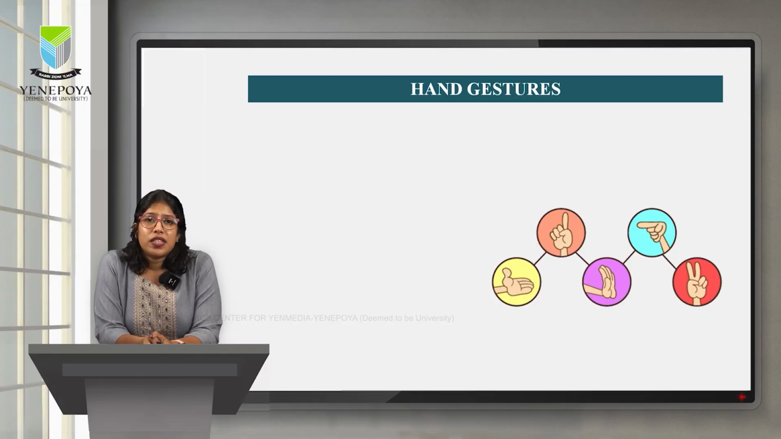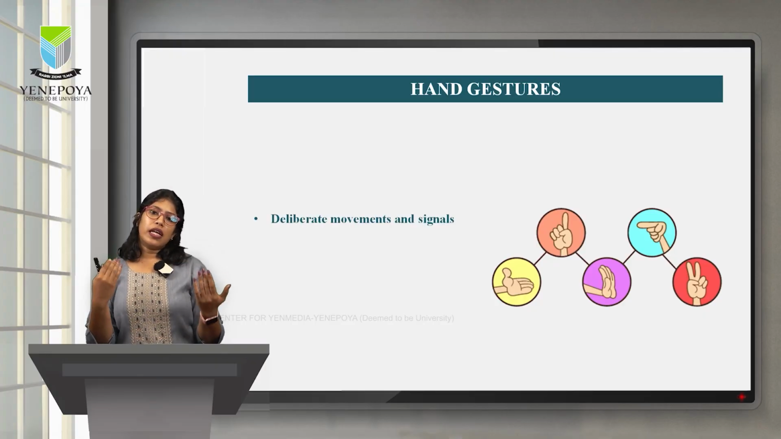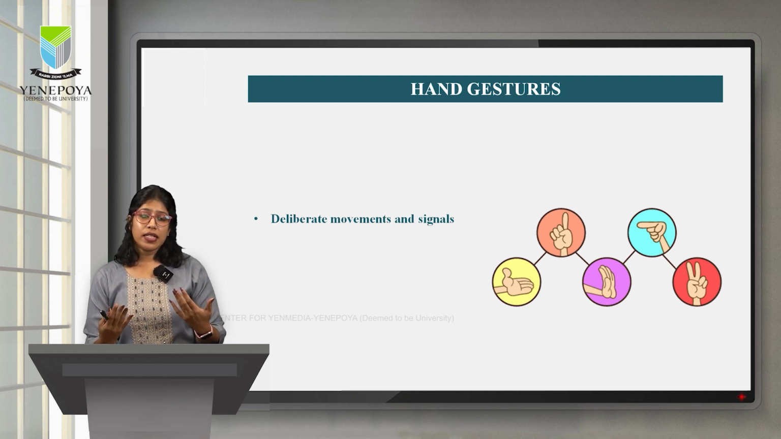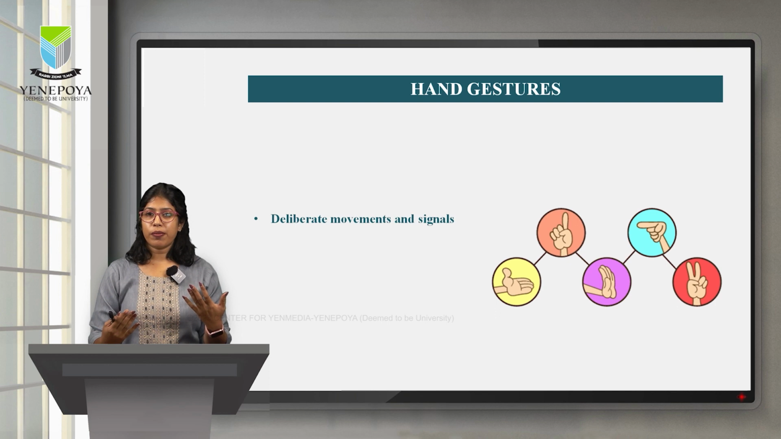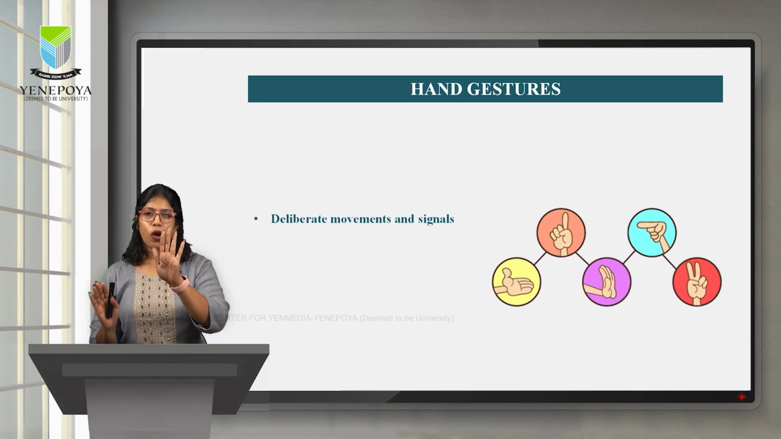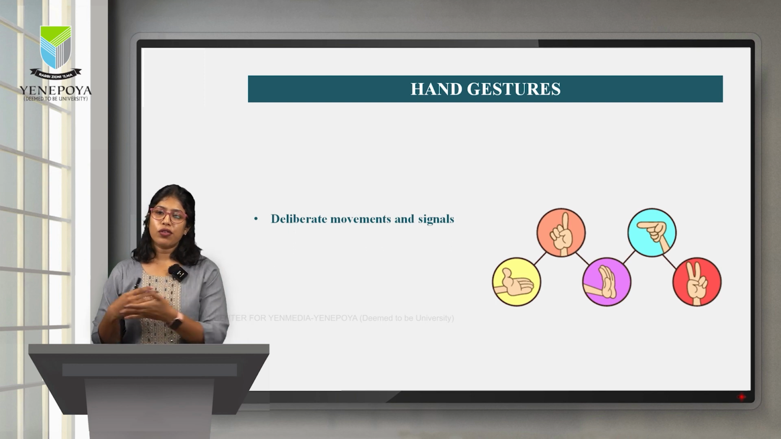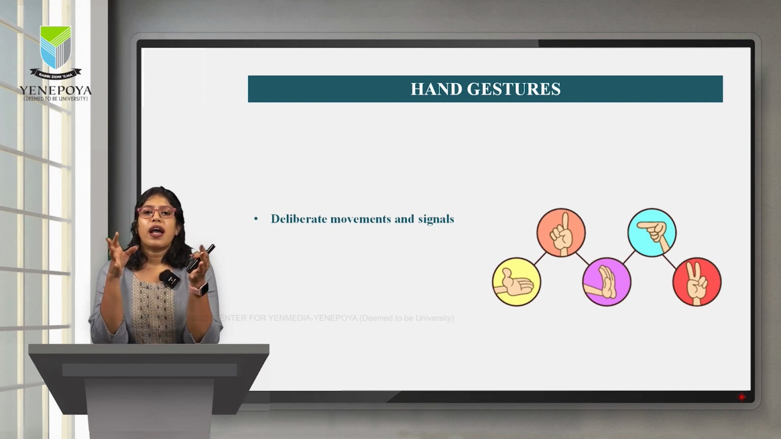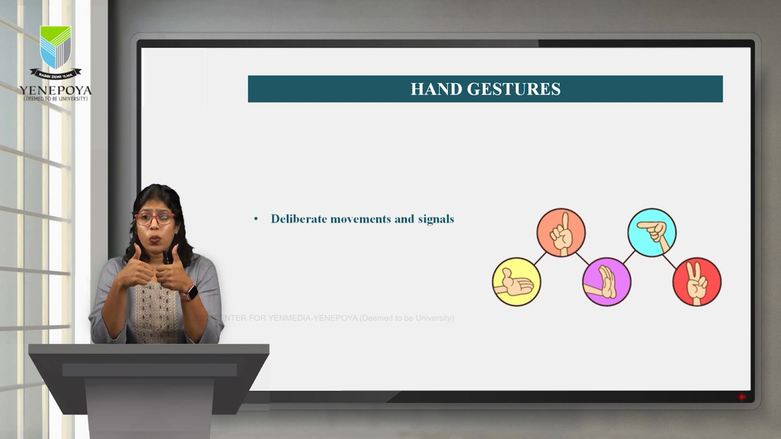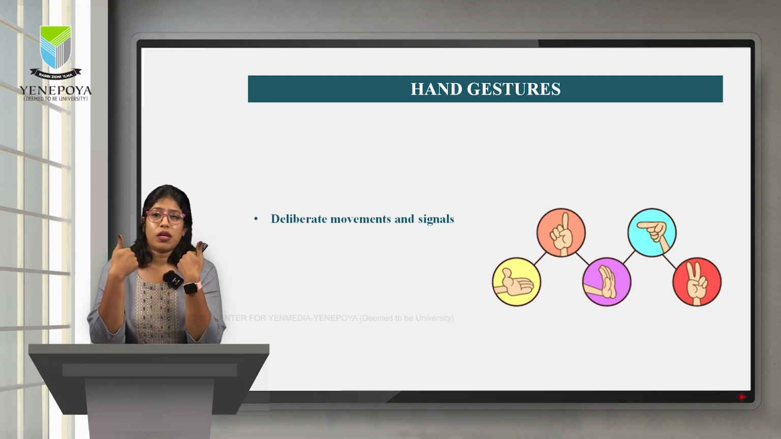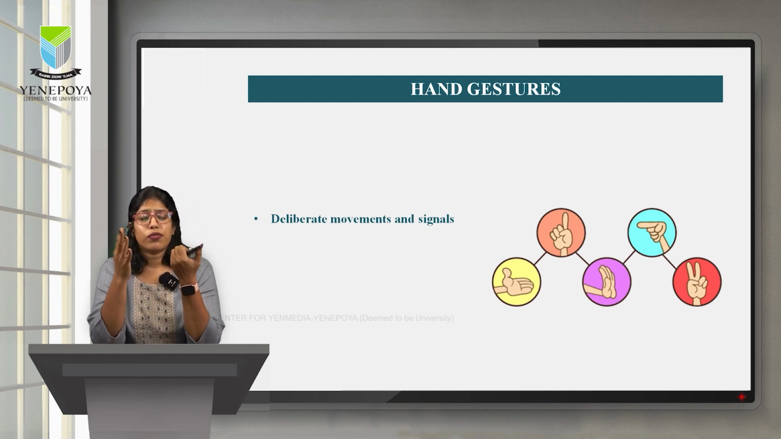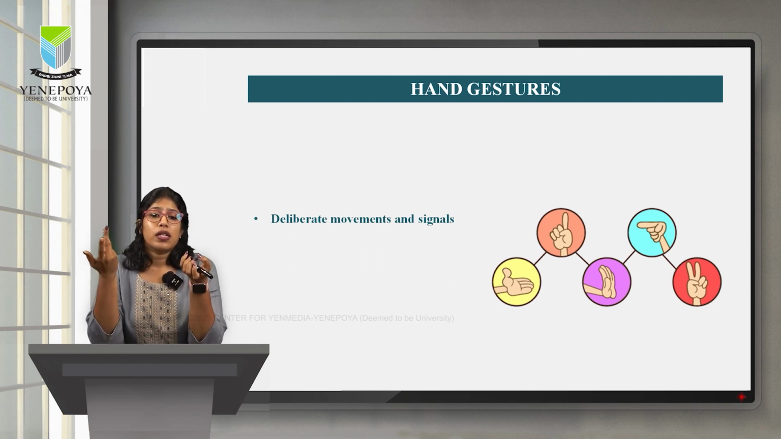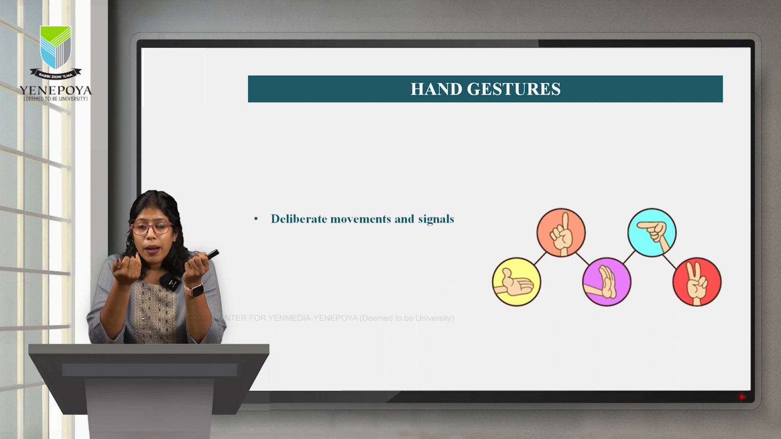Okay, so next is hand gestures. Now hand gestures are deliberate movements and signals, and we have seen hand gestures mainly in traffic police, right? They want to tell you stop, go forward, go left, go right, right? So we use our hand gestures for different emotions that we want to express. We want to say good, well done, good job, with a thumbs up. You want to tell someone to stop, wait for something. No, if you want to tell a child don't do that, right? Come, go, all of these are different hand gestures that we use in different ways.